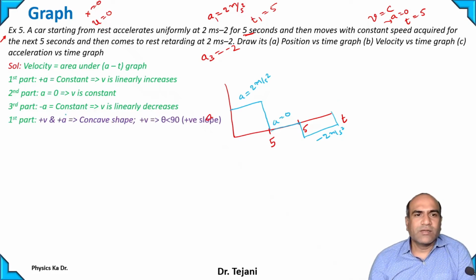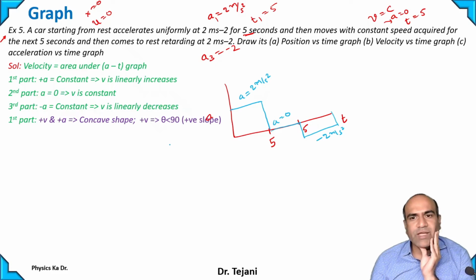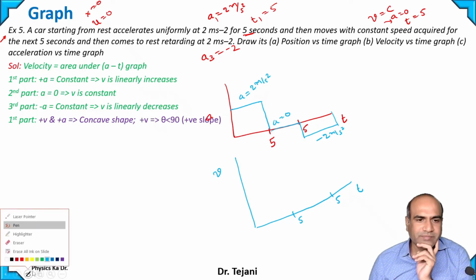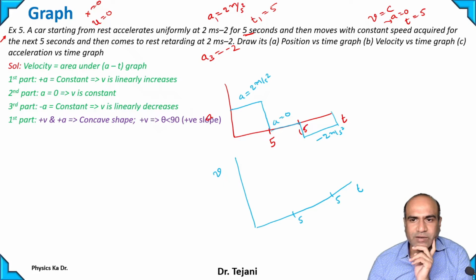Now, from the first graph, the acceleration graph is already there. We should draw the velocity versus time graph. Let's draw velocity versus time, at 5 and at 5 plus 5, which is 10.